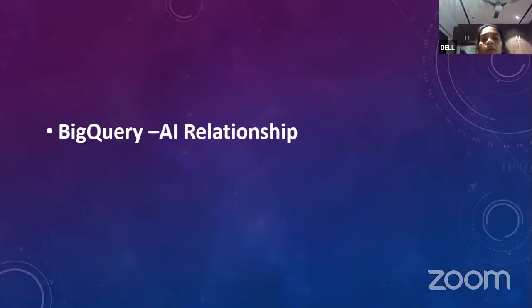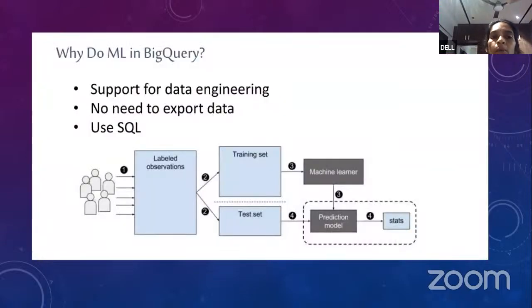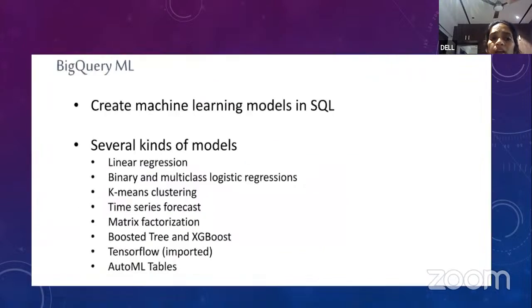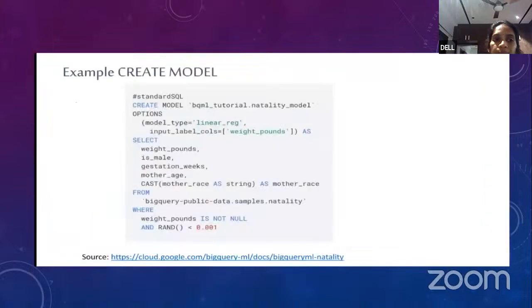Finally, the BigQuery and AI relationship: how it supports data engineering. There is no need to export the data, just use SQL. If we know SQL and a little bit of machine learning, BigQuery supports the ML part also. We can create many machine learning models in SQL: linear regression, clustering, matrix factorization, boosted tree and XGBoost, and TensorFlow. These are some machine learning terminologies, and we can achieve these techniques and models through BigQuery.